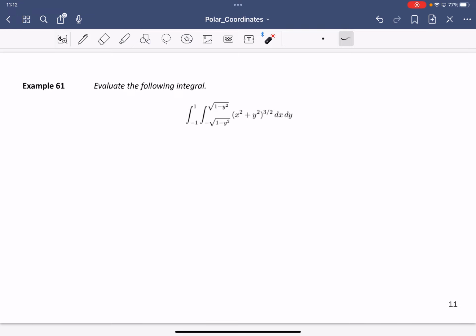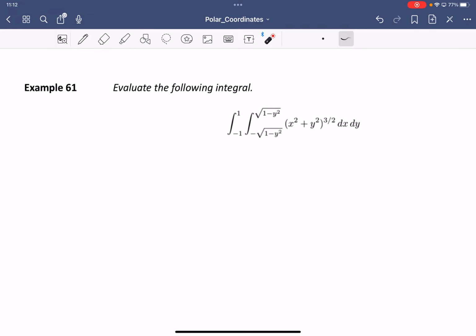So example 61. I want you to integrate this one, but you can see that it is super hard to integrate dx dy here because you have square root of 1 minus y squared here and square root of 1 minus y squared here. If you actually integrate it, it's going to be impossible because you don't know how to integrate (x squared plus y squared) to the power 3 over 2. So it's going to be easier to switch to the polar coordinates.